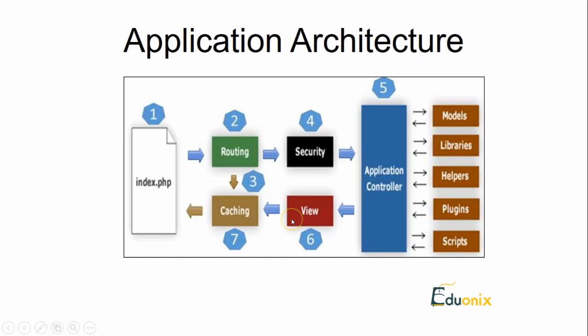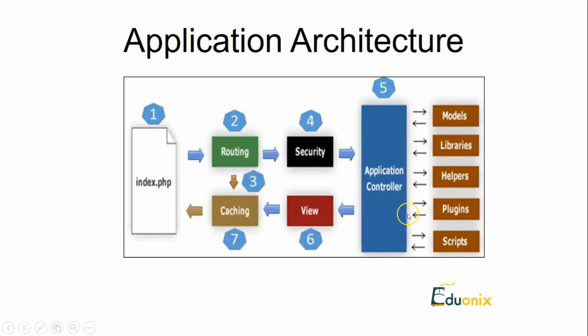Now what does a view do? The view will render the available data and pass it to caching. Caching keeps a cache of the requested page that was requested by the user. As the requested page was not cached the first time, this time it will be cached.